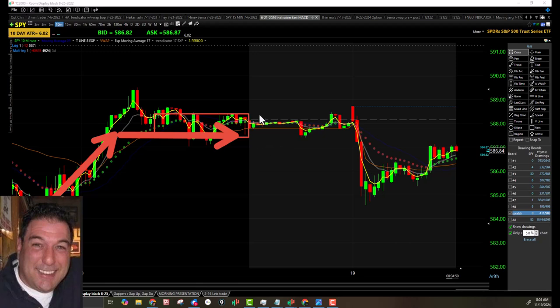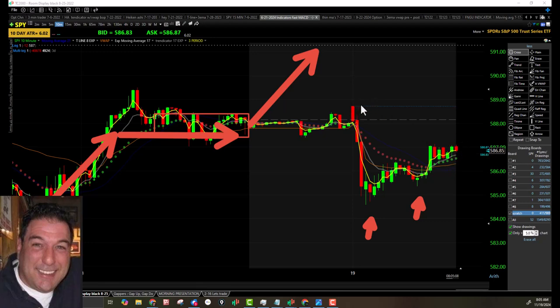So I'm looking for another move to the upside. We'll see if we get it. We kind of came down here, made a higher low. All right, so we got a higher low right here, another little higher low right here. Looking for price to start making higher highs.